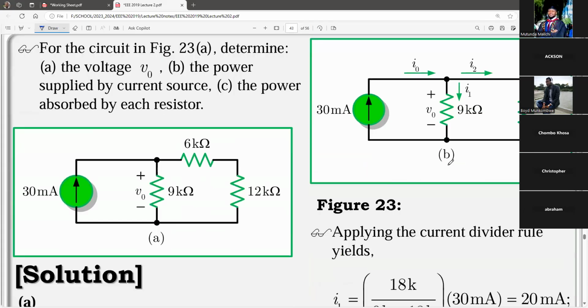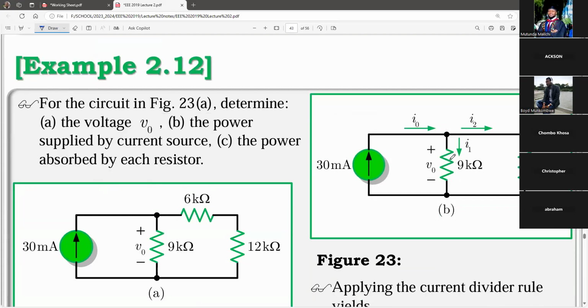If that is okay, then there is this example also, 2.12, which is asking us to say, for the circuit shown in this figure, determine the voltage V0, the power supplied by the current source, and the power absorbed by each resistor.